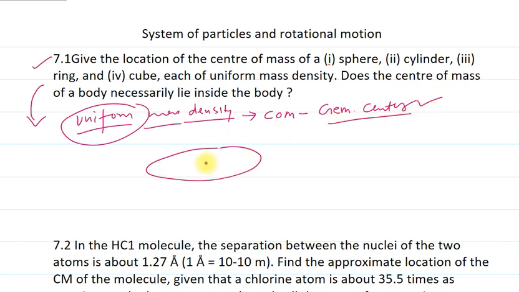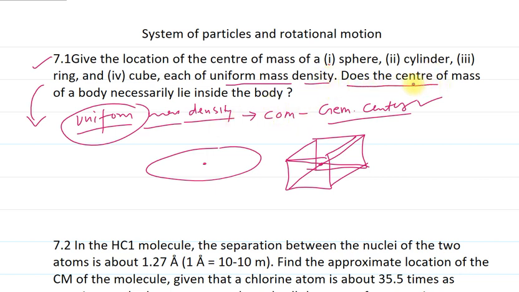Like if I talk about a ring, the center of mass of the ring lies at its center. And similarly for the other bodies as well, like if I talk about a cube, the center of mass is at the intersection of diagonals of the cube. So for all the bodies having uniform mass density, the center of mass lies at their geometrical center.